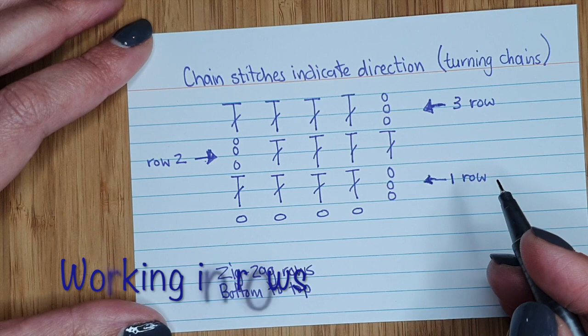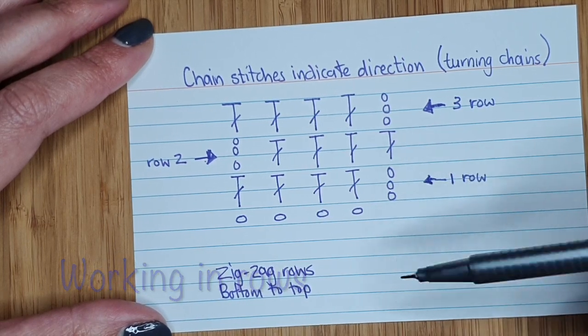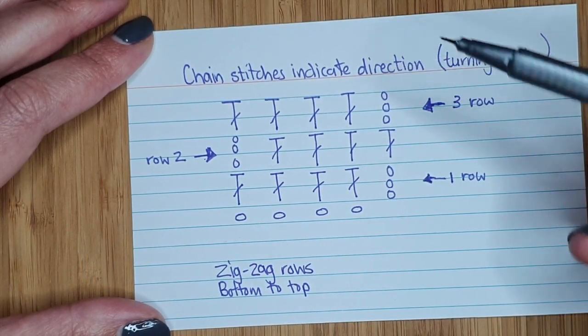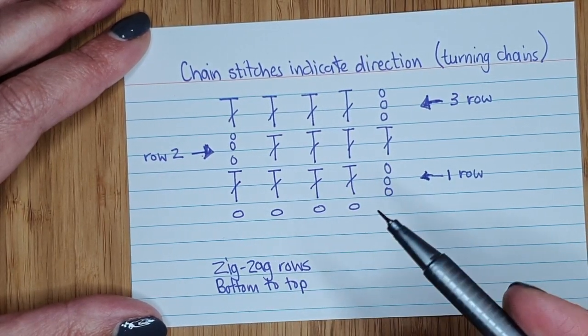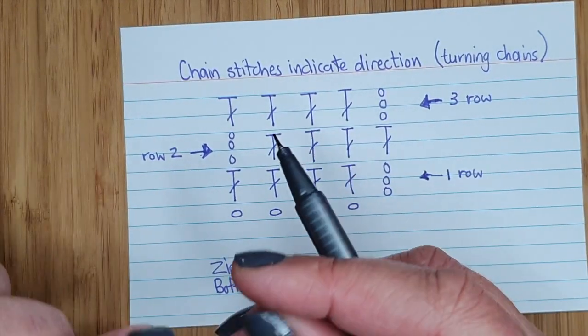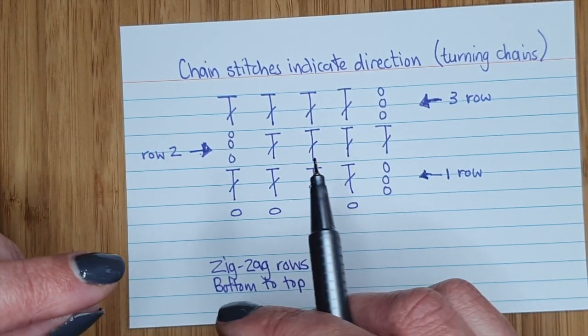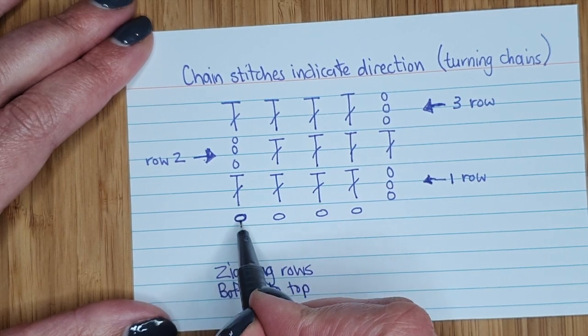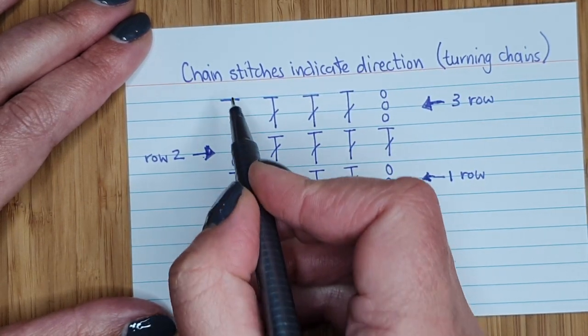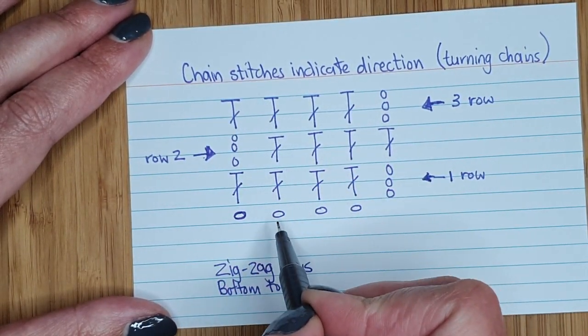When you are working in rows with your diagram, you will read from the bottom to the top. So you will start at the bottom and you will work your way to the top. And the reason for that being is you cannot make a stitch if there's nothing below it. So in order to make any stitch, there needs to be something below it. So you won't read your pattern from the top to the bottom.